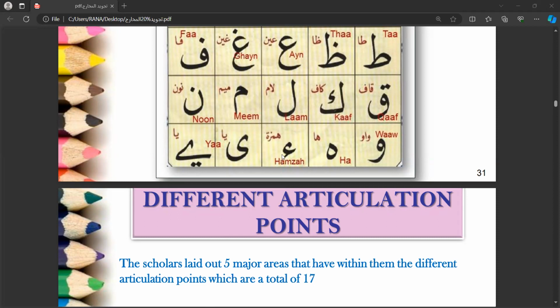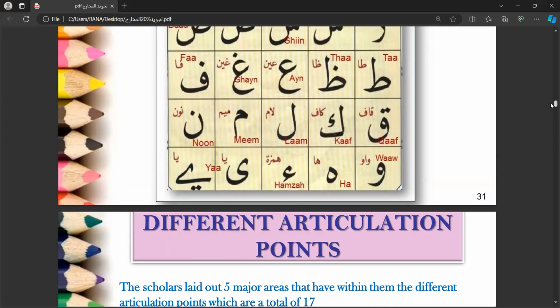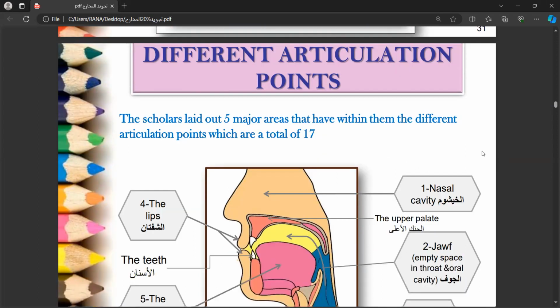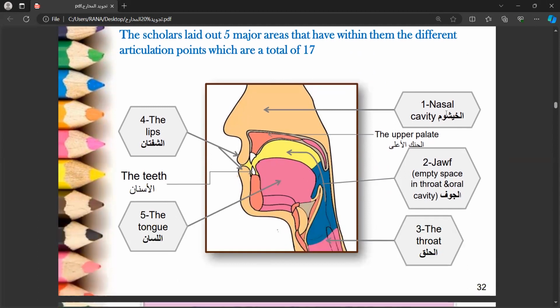And also we said we have 5 major areas. The scholars laid out 5 major areas that have within them the different articulation points, which are a total of 17. These 5 major areas are, first, الخيشوم, nasal cavity, الجوف, الحلق, throat, الشفتان, lips, and the tongue, اللسان.